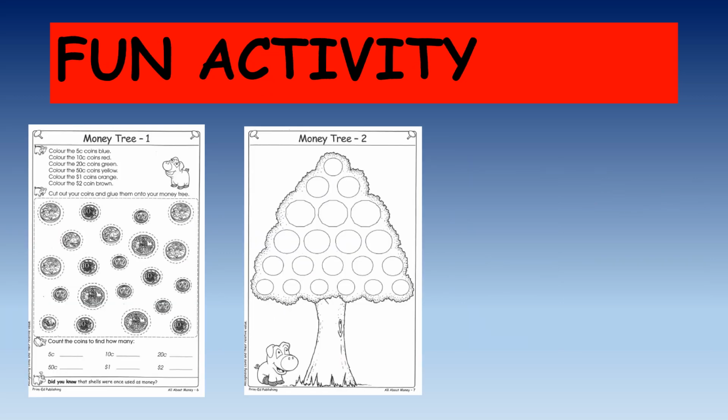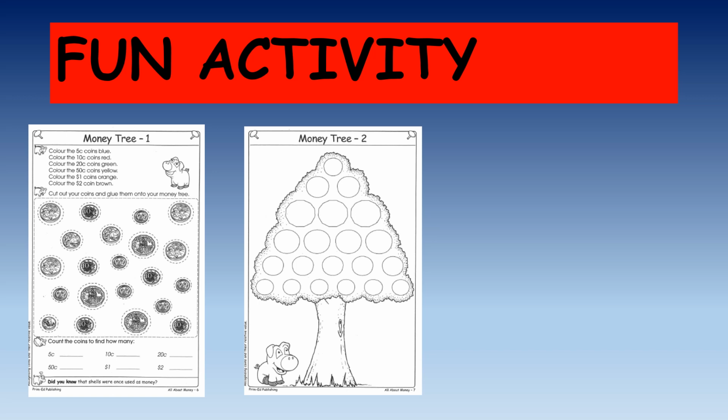Now, the last thing for today is a fun activity. If you were able to print this one out at home, then you can complete the money tree. I would love it if you did this one because it's always lots of fun. You have to colour the coins using special colours. All the 5-cent coins are going to be blue. The 10-cent coins are going to be red. The 20-cent coins need to be green. The 50-cent coins need to be yellow. Then you're going to colour the $1 coins orange and the $2 coins brown.